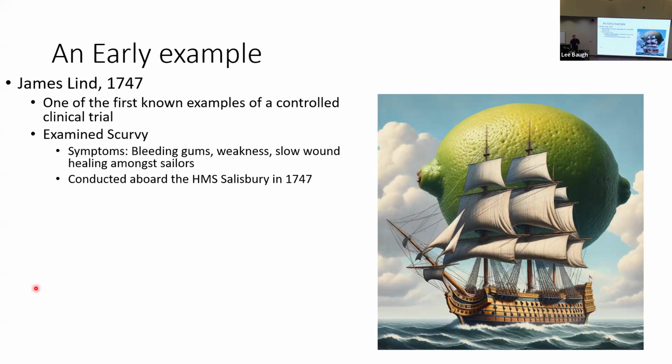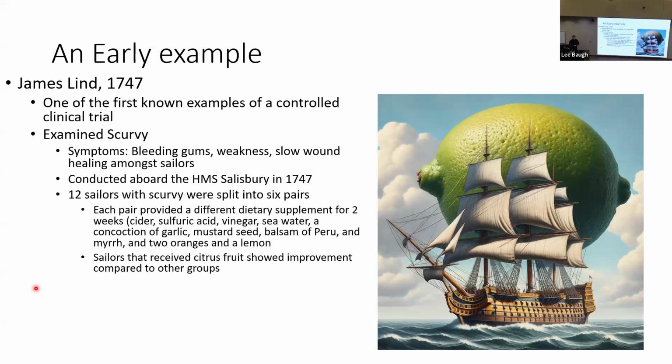So James Lind in 1747 decided, well, I'm going to look into what's happening with these individuals on a boat, and conducted this study on the HMS Salisbury in, like I said, 1747. He took 12 sailors that were showing these symptoms that had scurvy and split them into 6 pairs. And each pair was provided a different dietary supplement.